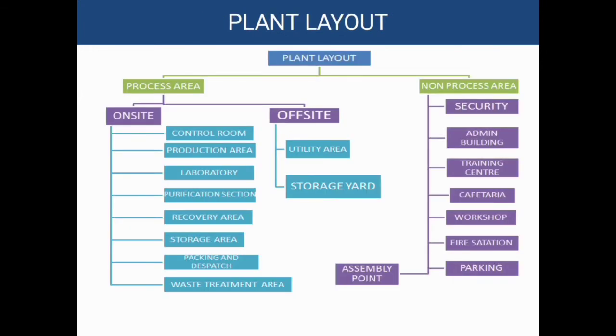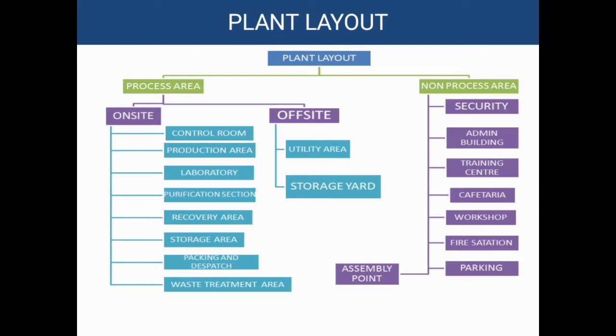Next, this is the plant layout. The plant layout consists of process area and non-process area. Then process area is again classified into on-site and off-site. Off-site includes the utility area, in which compressor, cooling water, raw water, boilers and other accessory utilities will be maintained, and the storage yard will be placed in the off-site.